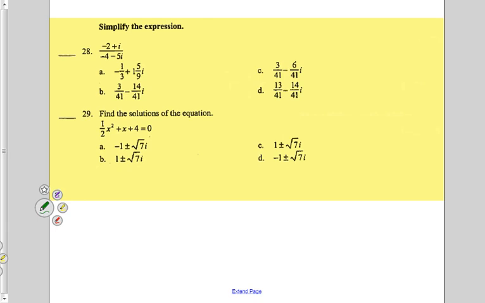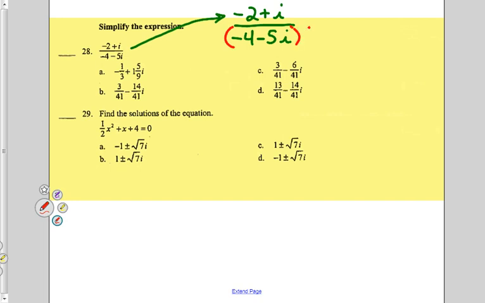All right, in 28, we're trying to simplify this, meaning we don't want an imaginary unit in the denominator. We don't like i in the denominator. So we have to multiply top and bottom by what's called the conjugate. Negative 2 plus i, negative 4 minus 5i. You focus on the denominator only and multiply by its conjugate.